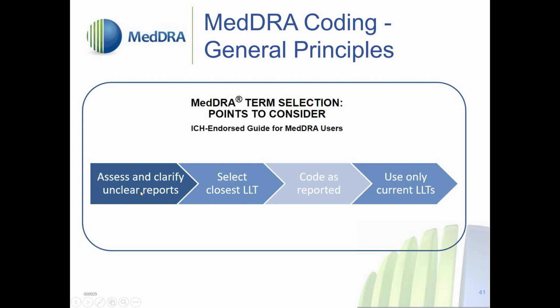If the information received is vague or ambiguous, of poor quality, then ask for clarification. Coding is done at the LLT level, and the LLT that most accurately, most specifically reflects the reported incidents and events should always be selected. Nothing should be interpreted, added, and no relevant information should be omitted. This is really the basic MedDRA coding rule, code as reported. And of course, only current LLTs should be used for coding. I assume you are all very familiar with these basic rules, so I will not go into these any further.